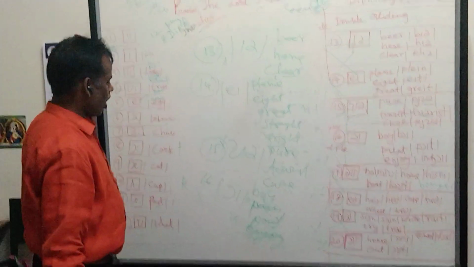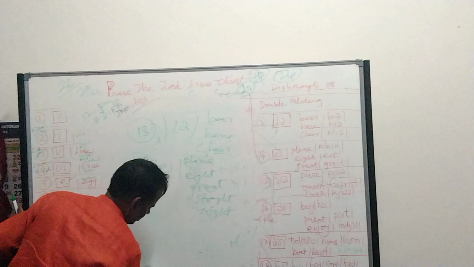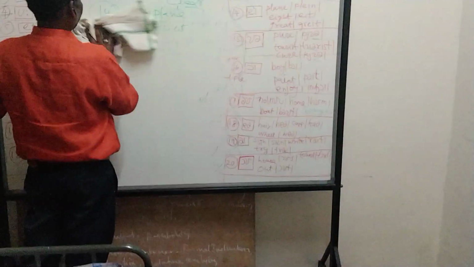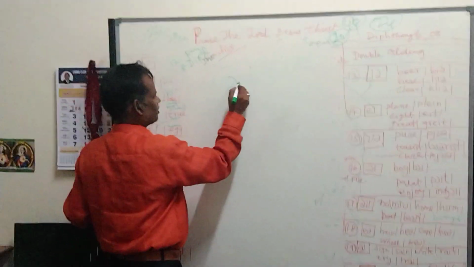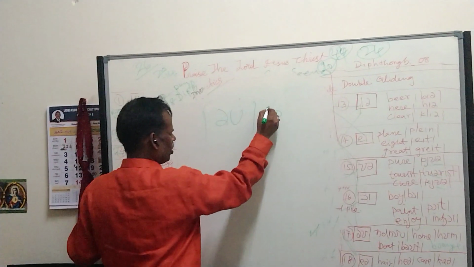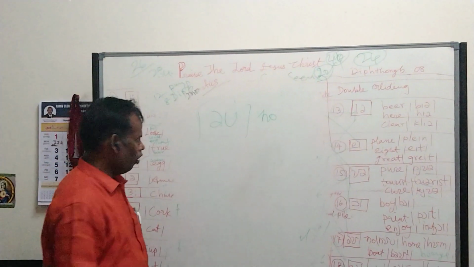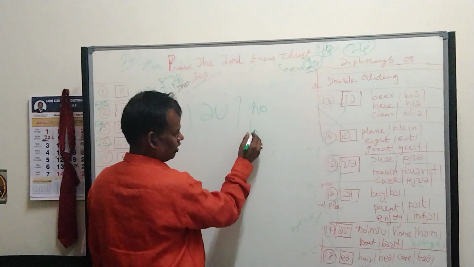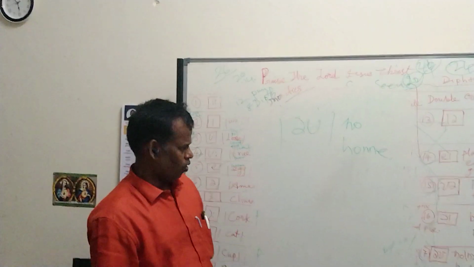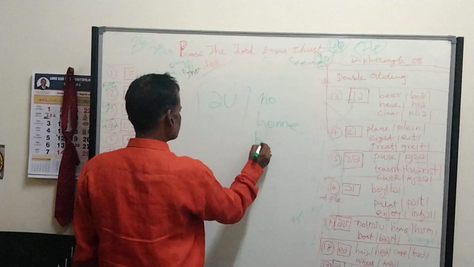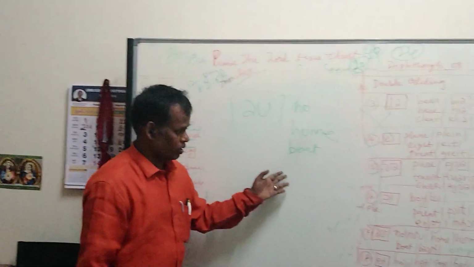Next thing is "ow," the 17th. People say "no" regarding the second alphabet. Yes, this is called "ow," as in no, home, in this home. And also boat, B-O-A-T, to go or travel or sail to some other place by boat.